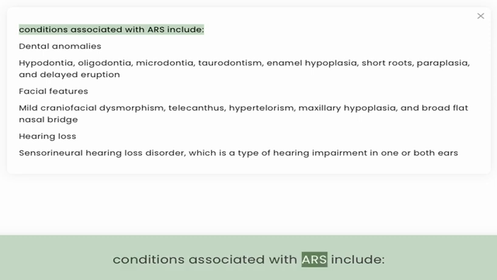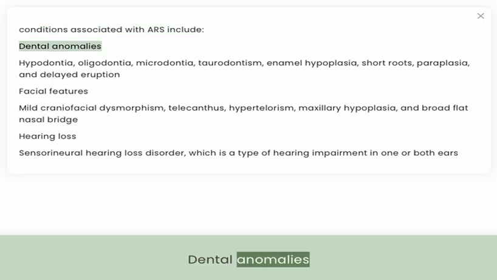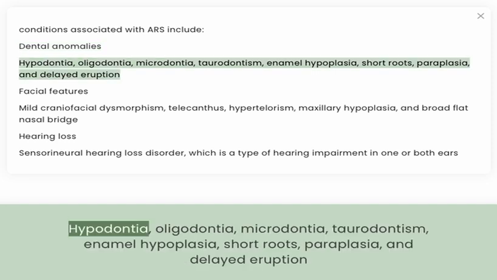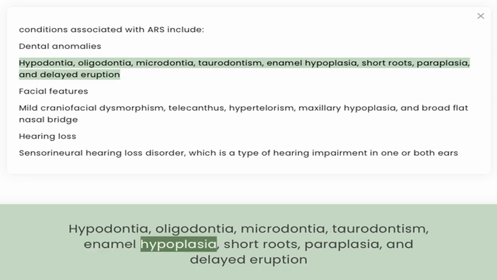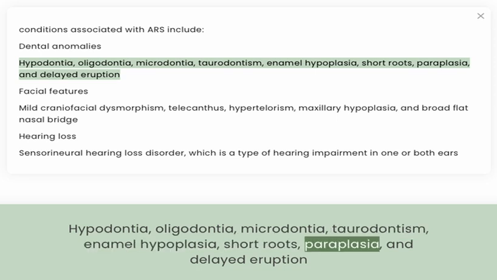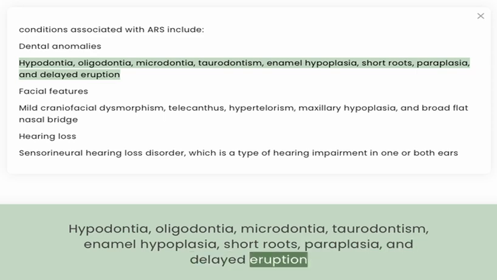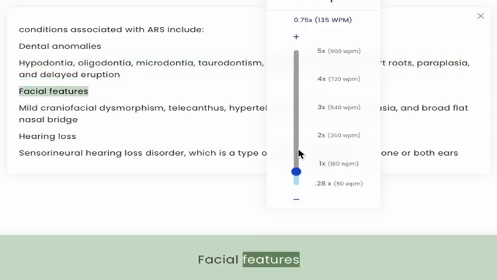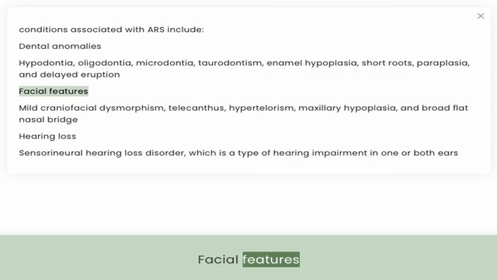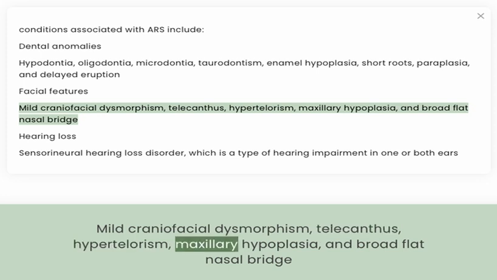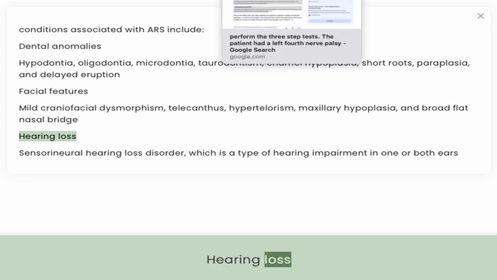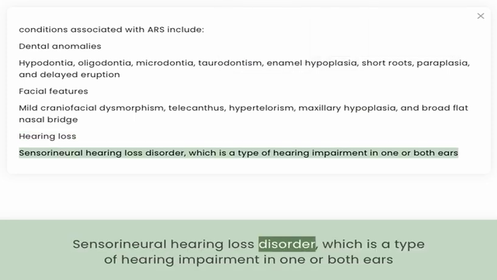Conditions associated with it include dental anomalies: hypodontia, oligodontia, microdontia, taurodontism, enamel hypoplasia, short roots, and delayed eruption. Facial features: mild craniofacial dysmorphism, telecanthus, hypertelorism, maxillary hypoplasia, and broad flat nasal bridge. Hearing loss: sensorineural hearing loss, which is a type of hearing impairment in one or both ears.